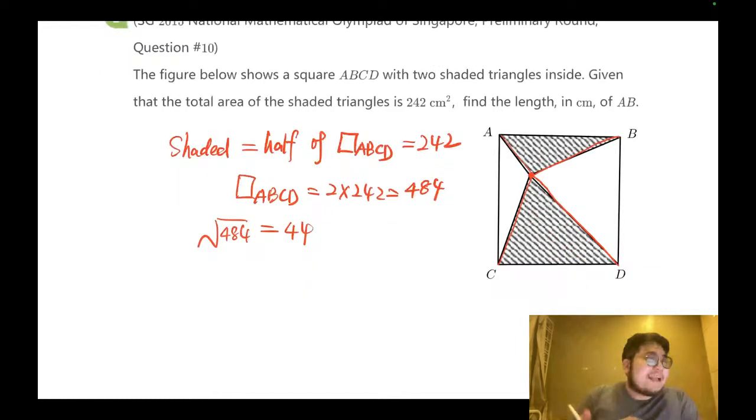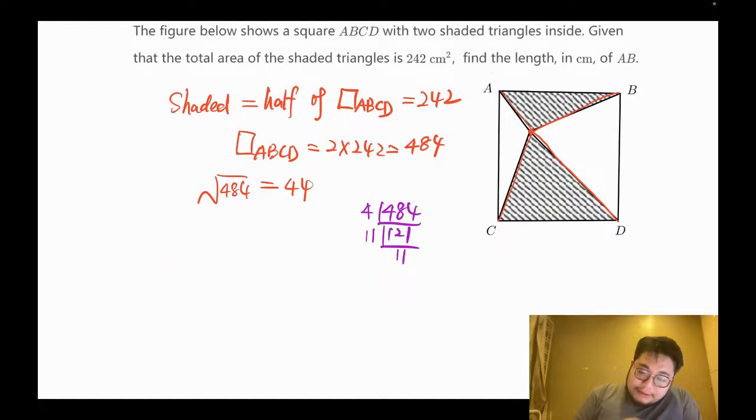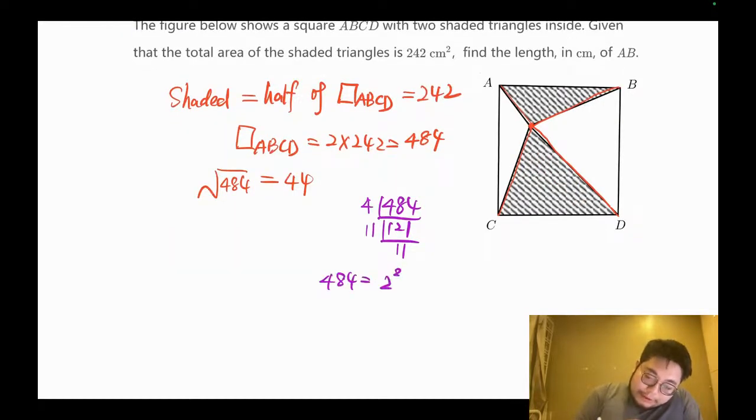But how do I calculate so fast? If you cannot do it like that, you need to do factorization. 484 divided by 4 is 121. Divide by 11, 11. So that means 484 equals 2 squared times 11 squared. Oh, sorry, the answer is 22.